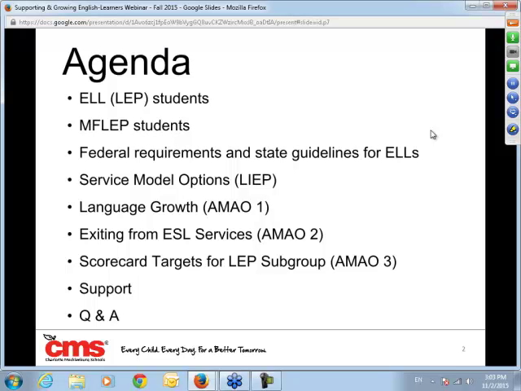We'll cover language growth, looking at AMAO 1, exiting from ESL services, AMAO 2, the scorecard targets for the Limited English Proficient subgroup, AMAO 3, and different types of support that we offer, and of course any questions and answers that we can provide for you.